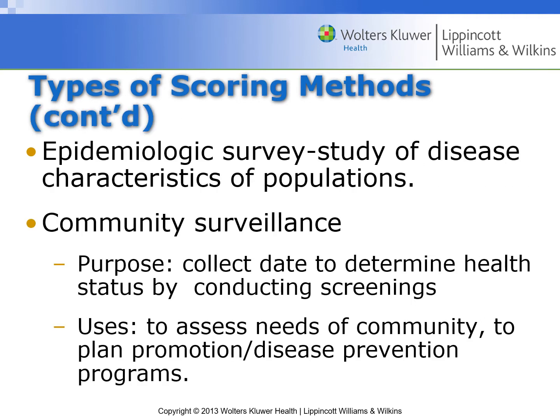So types of scoring methods would be for epidemiologic surveys. Epidemiology is the study of disease characteristics of different populations. Community surveillance, that purpose would be to collect data to determine health status by conducting screenings at different schools or community health facilities. They assess the needs of the community to plan promotional or disease prevention programs. It can be used for many different things.